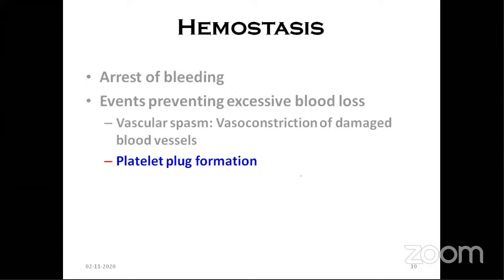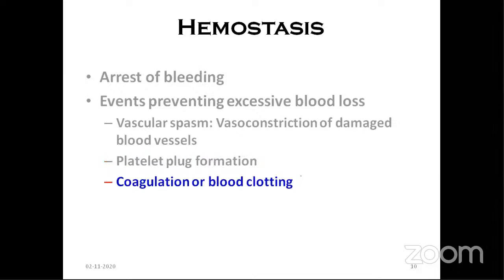This is a relatively unstable plug, and this plug is stabilized by the formation of a mesh or network of fibrin threads. And then it is called the stable hemostatic plug or the secondary platelet plug. And this stable plug is formed once the clotting cascade, or the mechanism of coagulation or clotting of blood, is initiated, involving a large number of clotting factors.